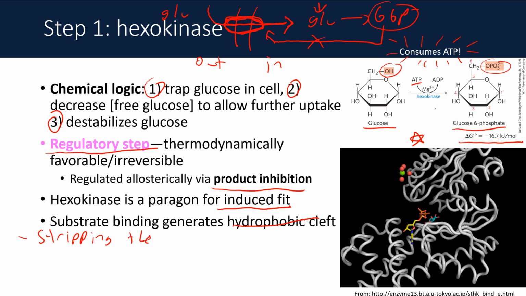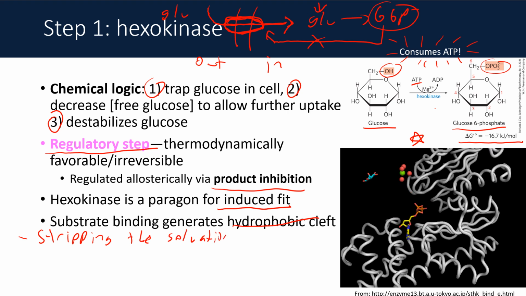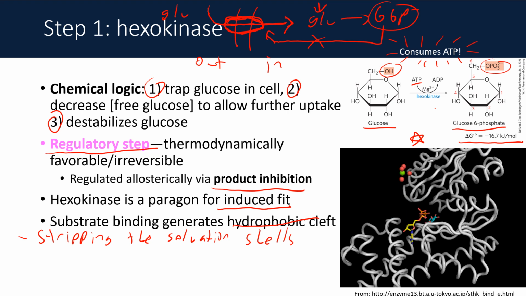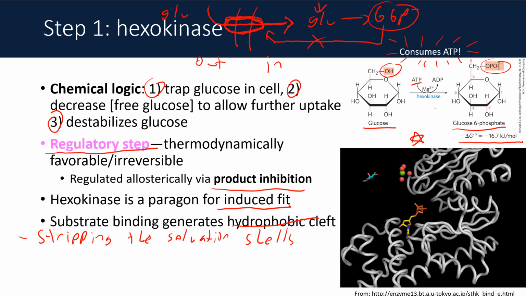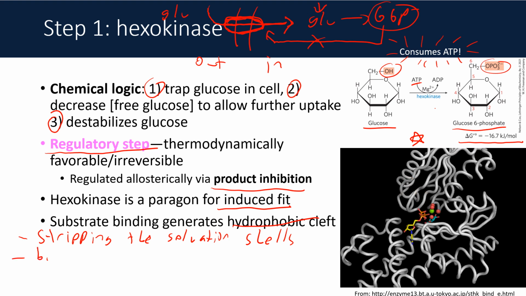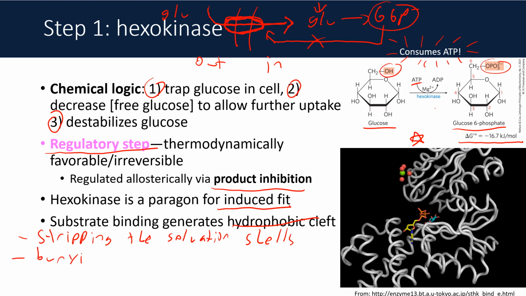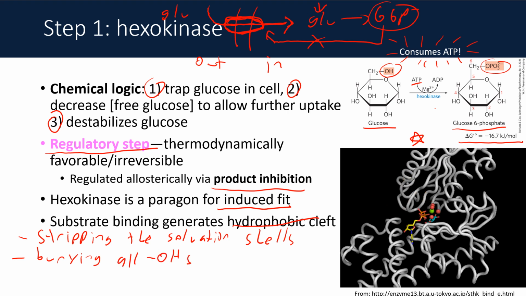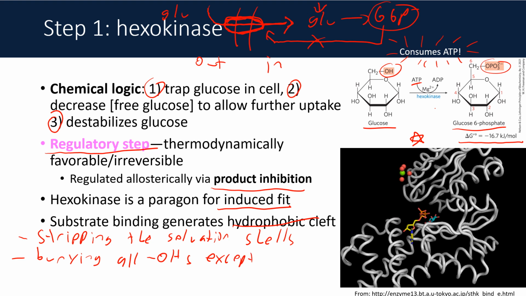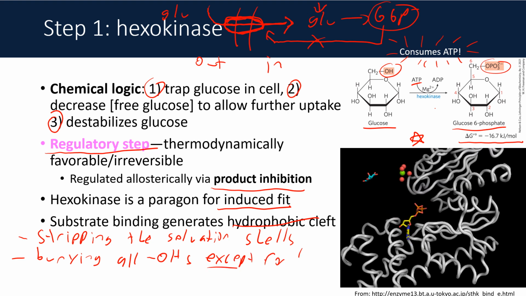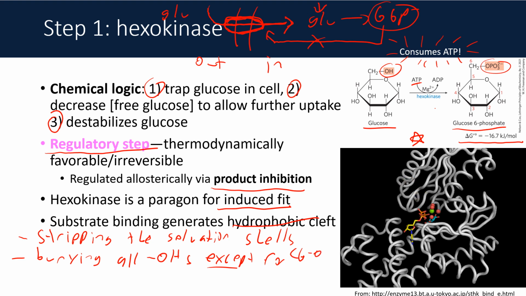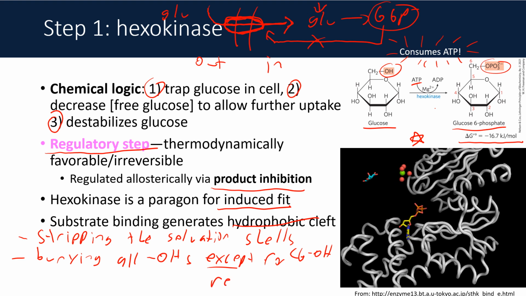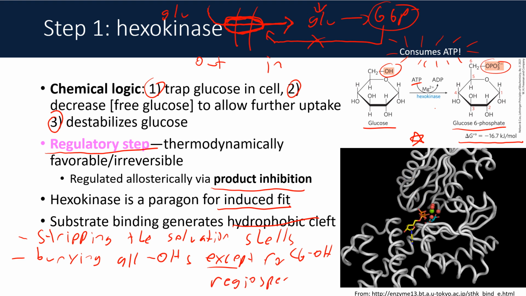So we are stripping the solvation shells. And what's more, we're not only doing that, but we are burying all hydroxyls except for C6OH. This is how we get regiospecificity.